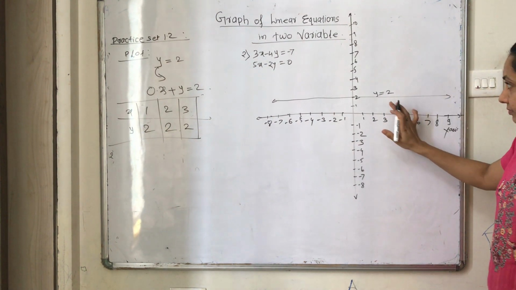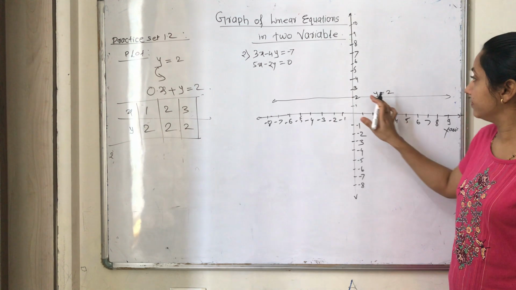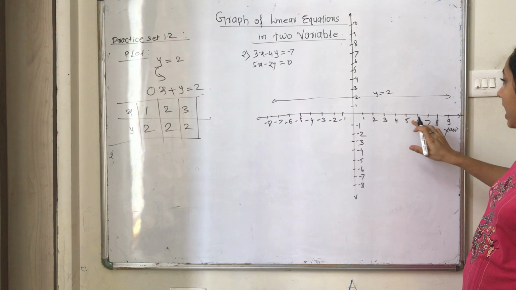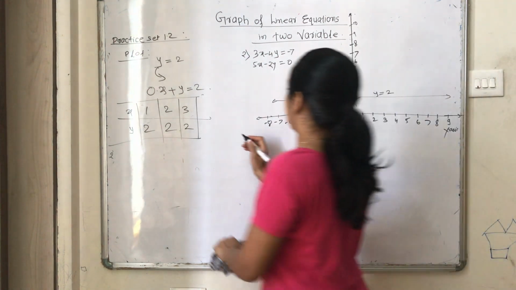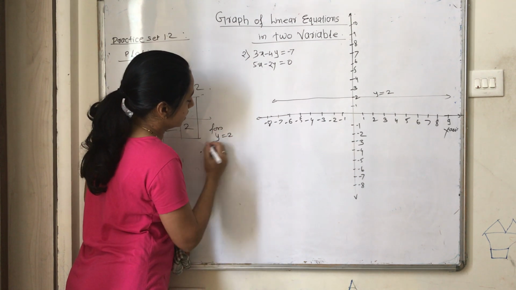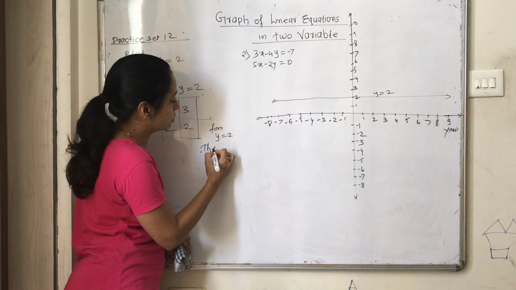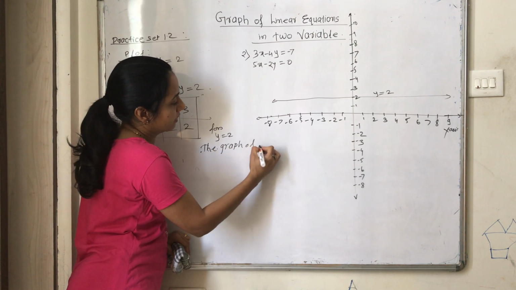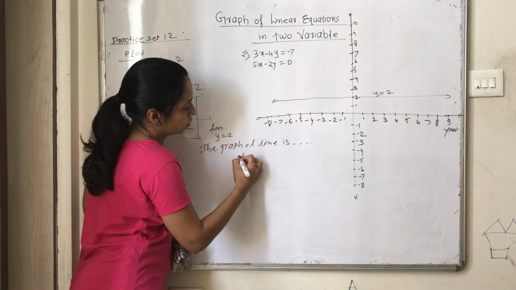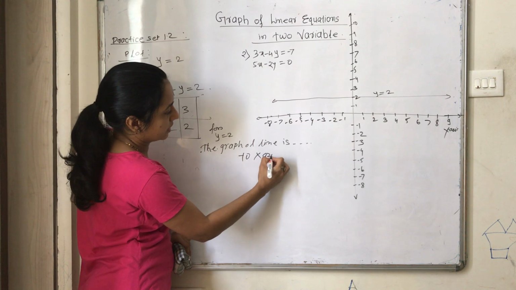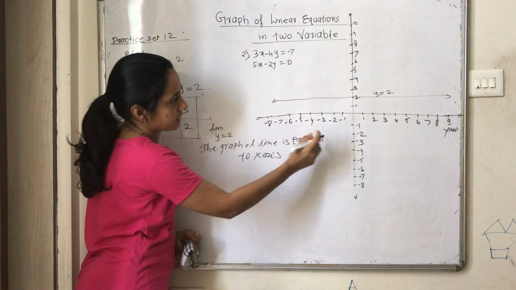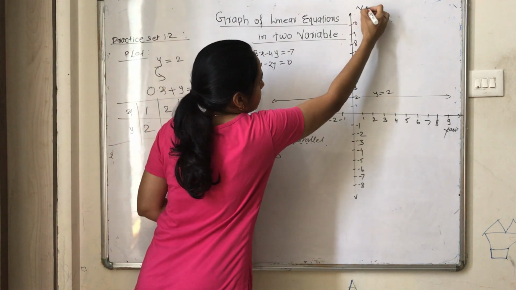Here we are getting y is equal to 2. So this line is parallel to the x axis. Means what is asked in the paper? For y is equal to 2, the graph of the line is, fill in the blank, to x axis. What will be the answer? It is parallel to x axis, right now? It is parallel to x axis and perpendicular to the y axis.